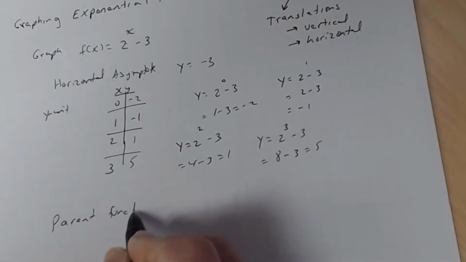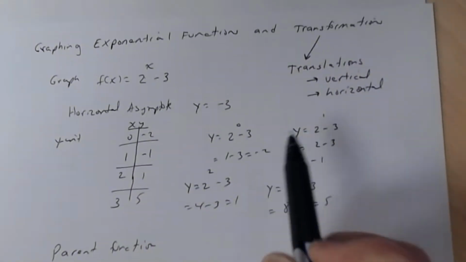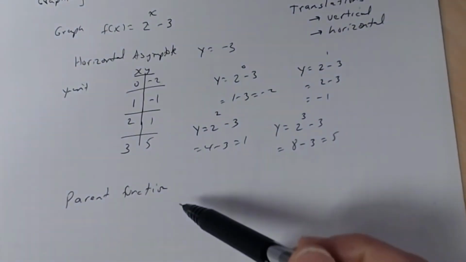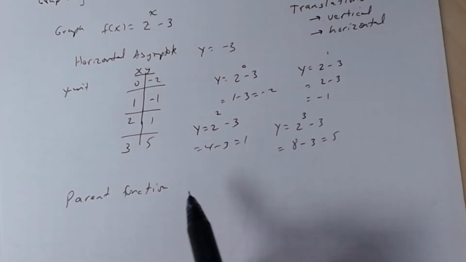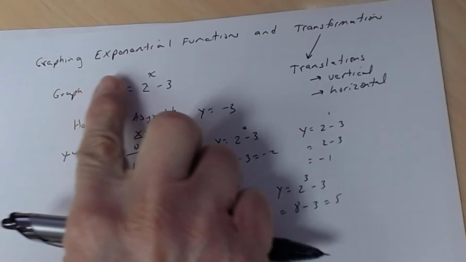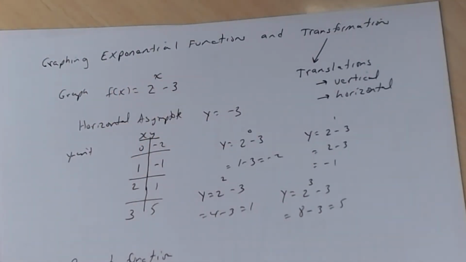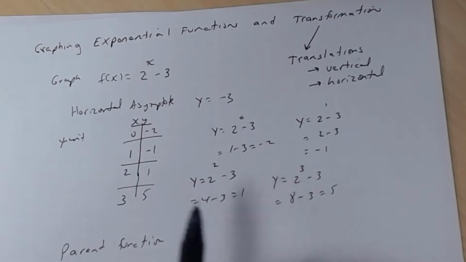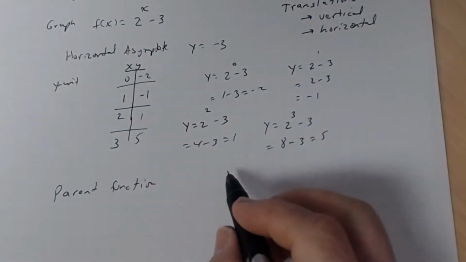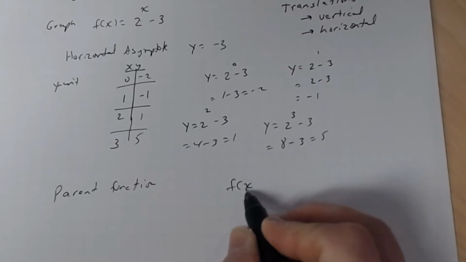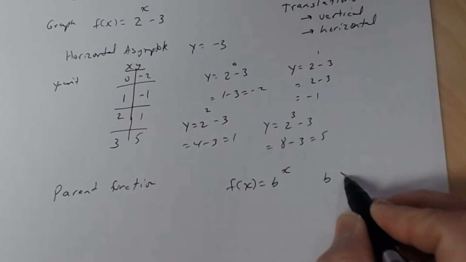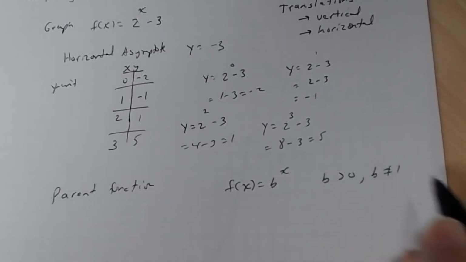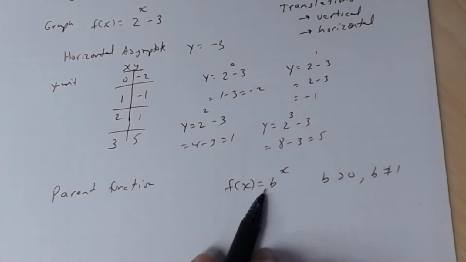So whenever you're talking about transformations, you have to also talk about what a parent function is. All right, so let's talk about parent functions in relation to exponentials. Remember when we first talked about the definition of an exponential, the definition of an exponential function looks like this. So it's f of x equals b to the x, where b was a positive number and b could not equal 1. So that was the definition of our exponential function.